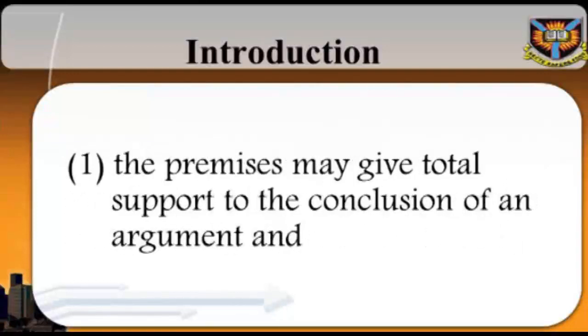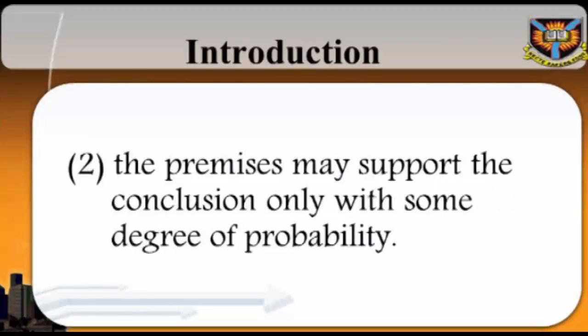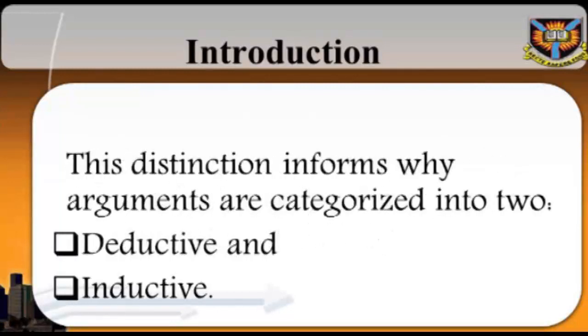Namely, one, the premises may give total support to the conclusion of an argument. And two, the premises may support the conclusion only with some degree of probability. This distinction informs why arguments are categorized into two: deductive and inductive.